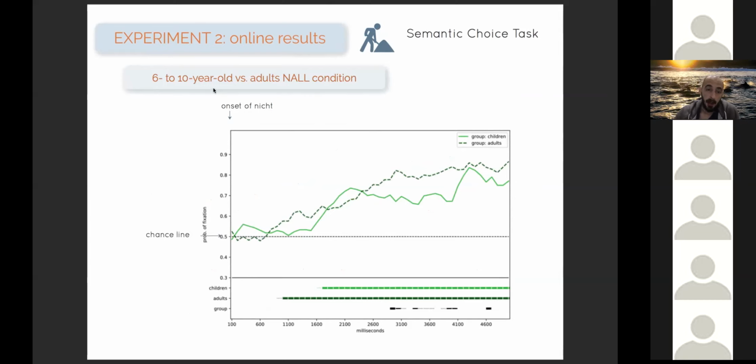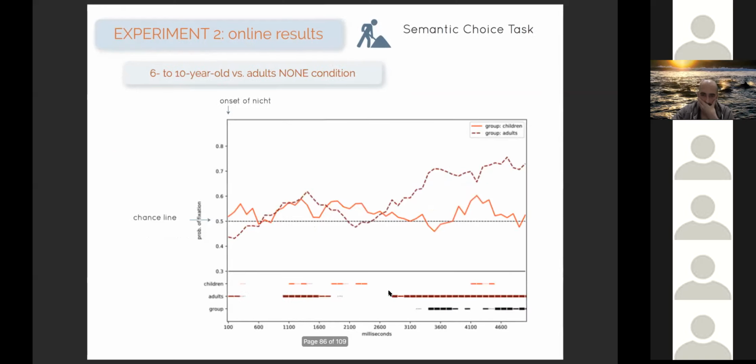And if you compare now children and adults in the implicature support condition, they are actually very, very similar. And if anything, there is an advantage for adults at 3 seconds. So quite a late advantage for adults, okay? Which is good, which is what we expected from the very beginning. Right. And also if you compare the non-condition, you kind of find the same pattern. So there is a late advantage in adults.